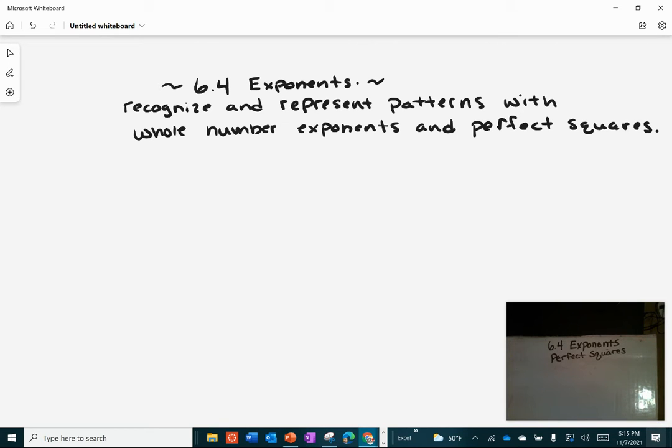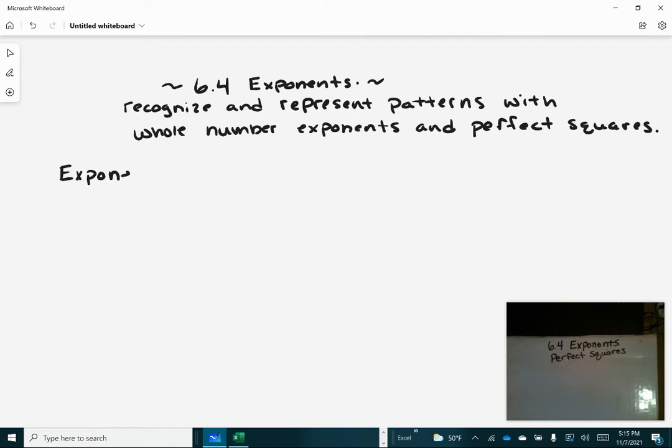This is 6.4, and today we will be specifically recognizing and representing patterns with whole number exponents and perfect squares. So I think we need to first cover a little bit of vocabulary. There's going to be some new words that you might not be familiar with. I'll go ahead and list at least the three that I think you should know.